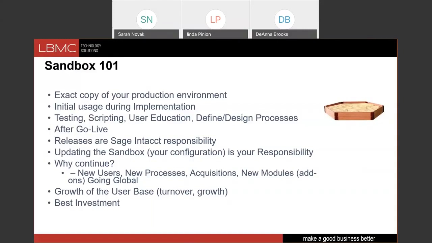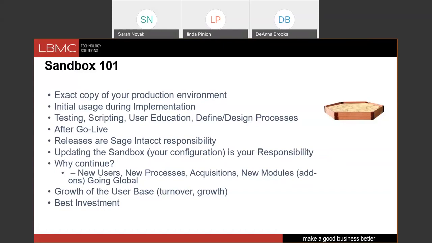Now, there's a couple things I want to point out. As you know, when we go through a release, everybody that's using Sage Intacct gets the release. There's no opting out. So that means if you have a sandbox, it's going to get updated with the new release things as well. However, if you have a sandbox, you will need to do some updating in that sandbox yourself. So if you change some things, and you want to make sure that everything is working just right, the sandbox is your responsibility. But we're going to go ahead and update that sandbox with the release.